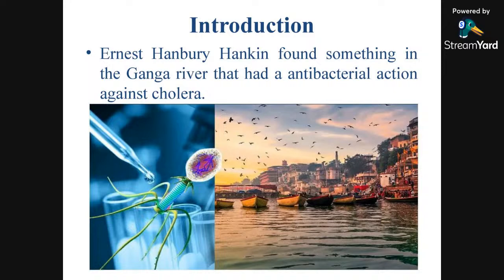In 1896, Ernest Hankin reported that something in the water of the Ganga in India had a marked antibacterial action against cholera, and it could pass through a very fine porcelain filter. Hankin observed that people who drank water from the Ganga and Yamuna seemed to have a lower rate of cholera infection. His experiments showed that cholera bacteria died even when exposed to Ganga water. Even diluted water of the Ganga could kill the cholera infections.